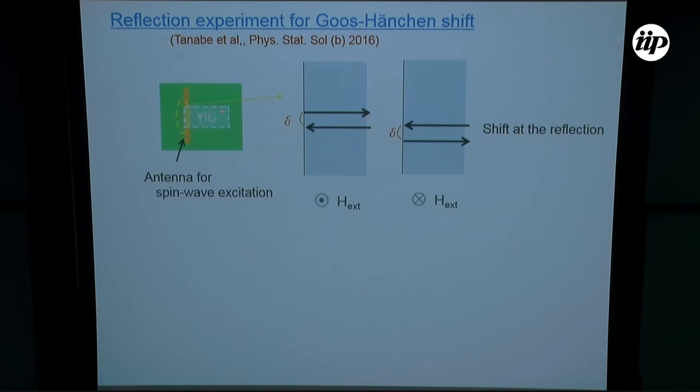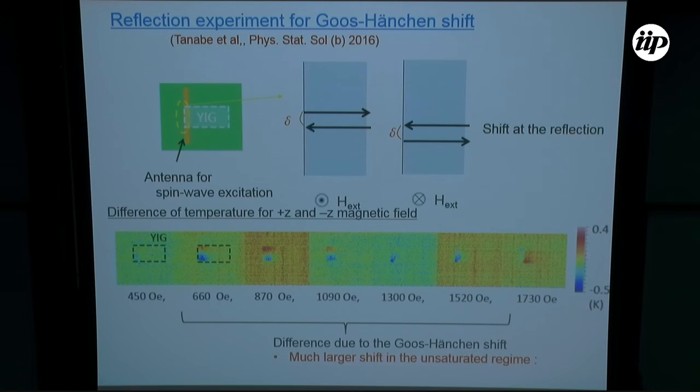So in their setup, it is like this. They put an antenna here on top of a YIG film, and they make a wave packet of a magnon. It hits the boundary of the magnet, then it is reflected. And because of the Berry curvature, this is shifted like that. And the shift changes sign when we change the magnetization, the external magnetic field, like that. So by measuring the temperature distribution and subtracting between these two cases, we can see whether there's a shift or not. And it seems that there's a shift. So this is a measurement.